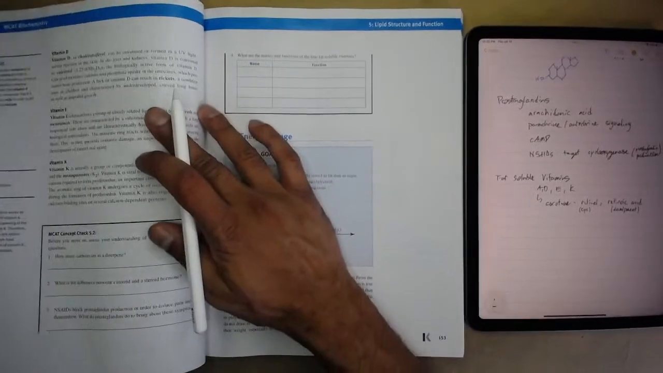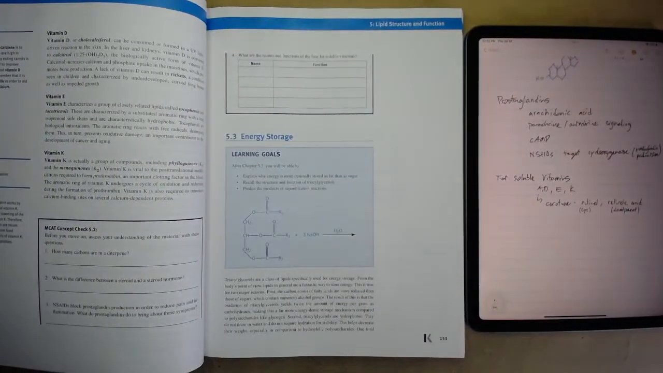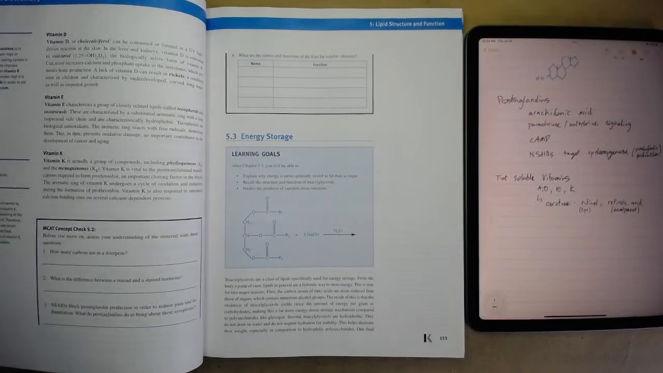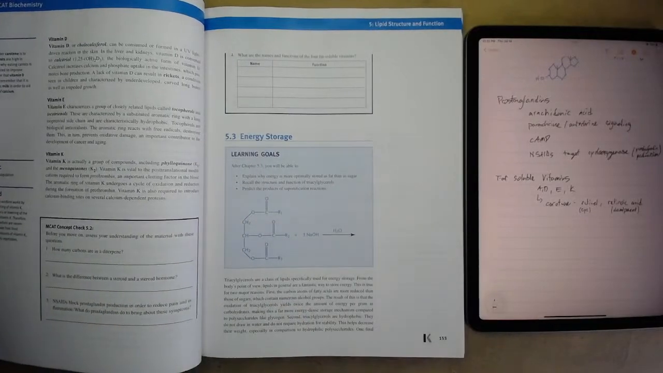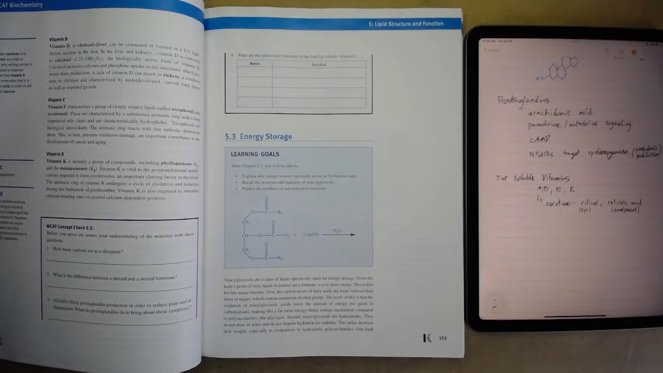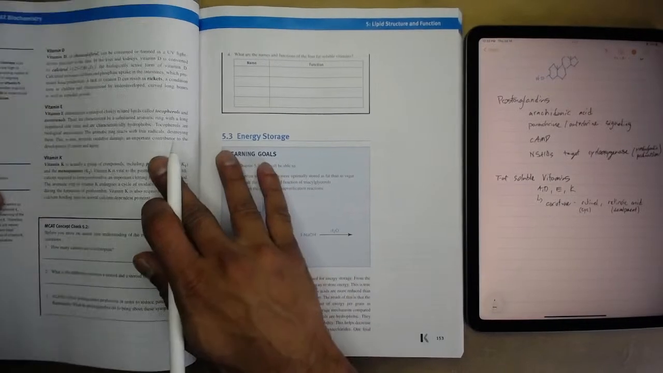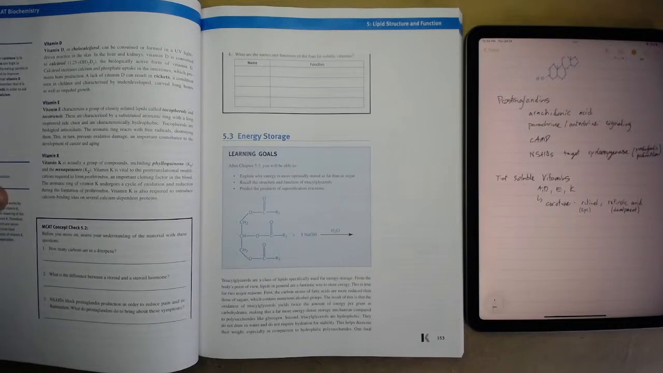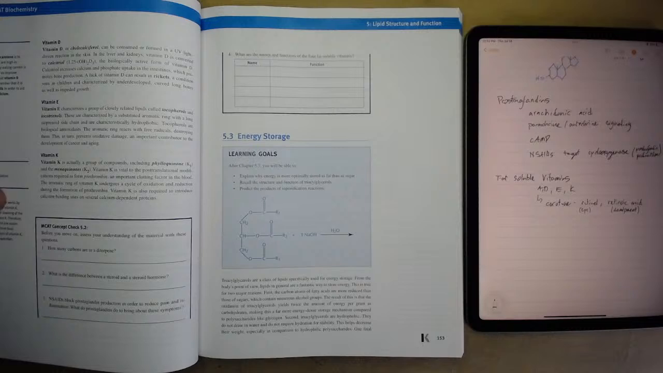Vitamin A. Vitamin D, or cholecalciferol, can be consumed or formed in a UV light-driven reaction in the skin. In the liver and kidneys, vitamin D is converted to calcitriol, the biologically active form of vitamin D. Calcitriol increases calcium and phosphate uptake in the intestine, which promotes bone production. A lack of vitamin D can result in rickets, a condition seen in children and characterized by underdeveloped, curved long bones as well as impeded growth.